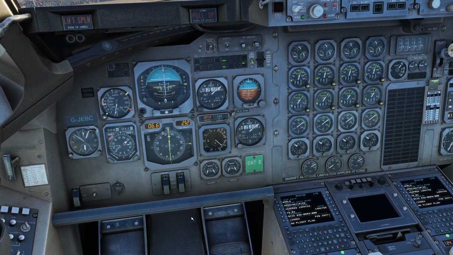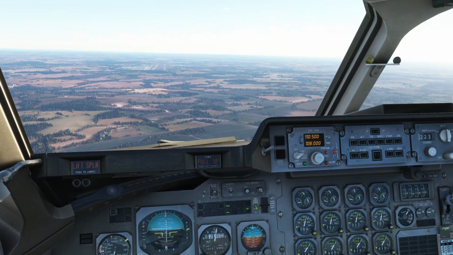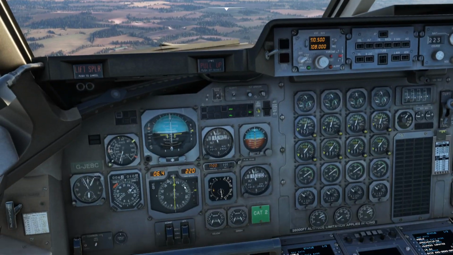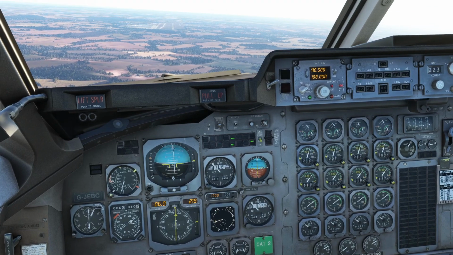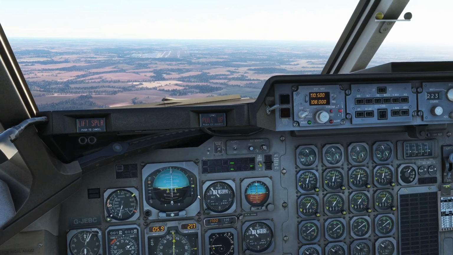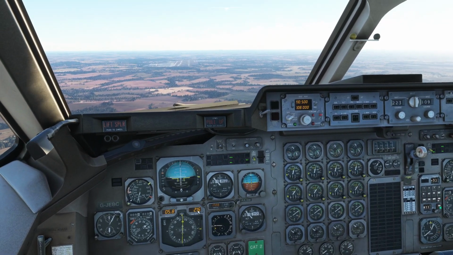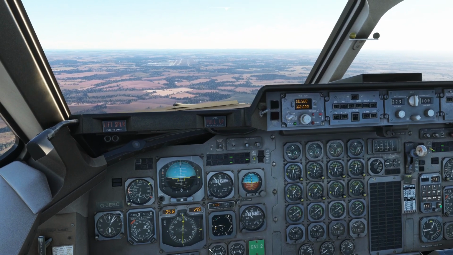So if we go and look outside now, we should see we're directly in line, look, because we've got this line in the middle and we've got this marker in the middle. Just by gently moving the controls around to make that happen. We could do a touch and go. So we'll continue this down manually. We'll do a touch and go.